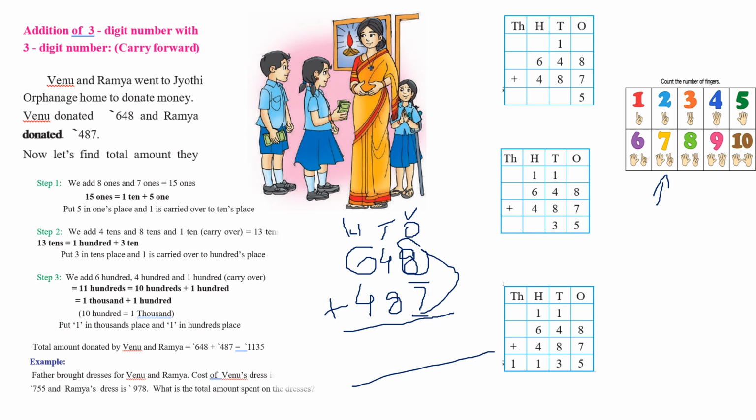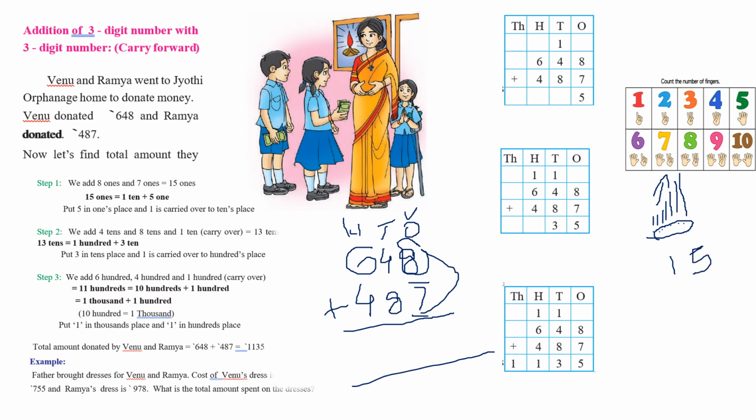After 8, it is 9, 10, 11, 12, 13, 14 and 15. You see, it is 7 numbers, right? So now what is the value you got? It is 15. So 1, 5.